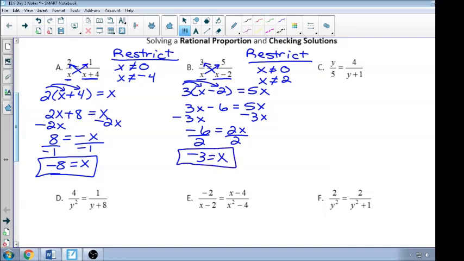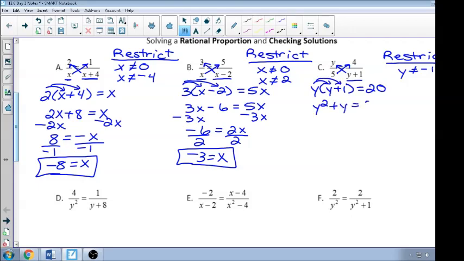Okay. On to C. In C, I'm only going to have one restriction because I only have one variable in the denominator. The restriction here comes just from the y plus 1, so y cannot equal negative 1. I'm going to cross multiply, so it's y times y plus 1 equals 20. When I distribute, I get y squared plus y equals 20.